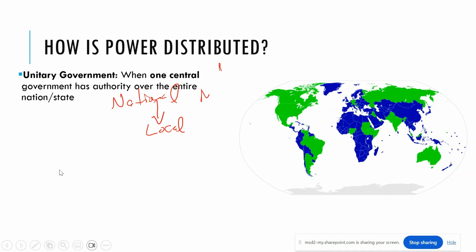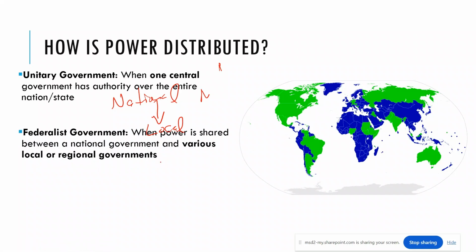You could have a federalist system where you have the national government and the state and local governments sharing power. That's what the U.S. does, and a lot of nations do that. So some things just the local government does, some things just the national government does, some things they both do.